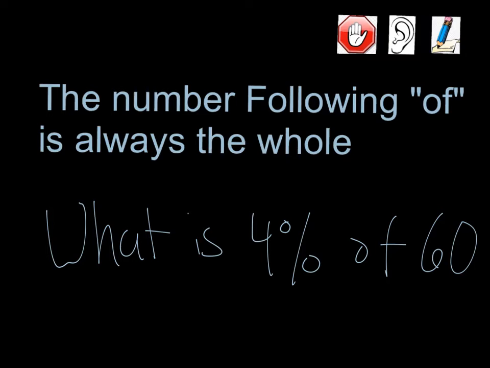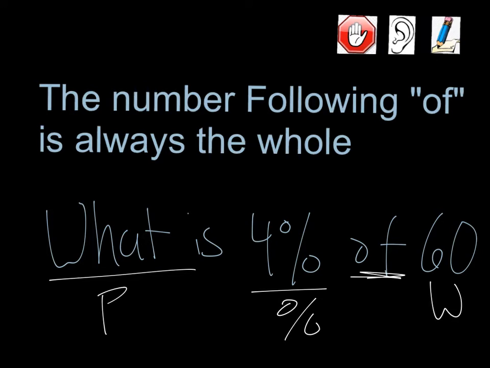Now, here's a huge hint once we start shaking up these problems. The number following the word of is always the whole. Please make sure that you get this down into your notes, as you'll see our symbols up top. The number following of is always going to be the whole. So what is 4% of 60? We said that the 60 was my whole because it followed that word of. From there, now you just need to figure out what the part and what the percent is. The percent should have a percent sign or say the word percent, and then that part is going to be what's unknown in this problem.